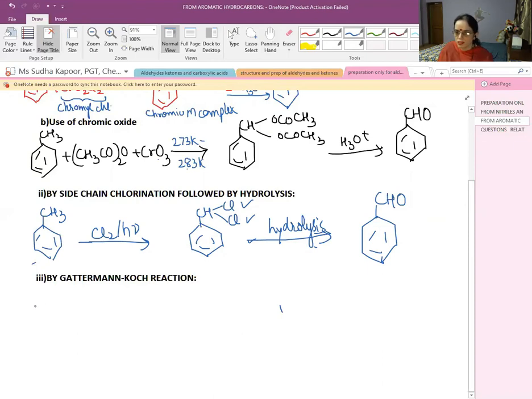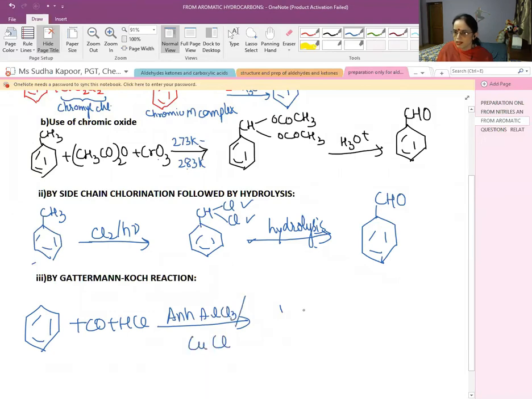Now the last one is the Gattermann-Koch reaction. Dear students, we have studied about the Gattermann reaction in preparation of haloarenes, but this is Gattermann-Koch, a different one from the Gattermann reaction. In this case, the benzene is treated with CO and HCl, and the presence is of anhydrous AlCl3 or CuCl, and the product obtained is directly the benzaldehyde. So these are the various preparations for the aromatic aldehyde.